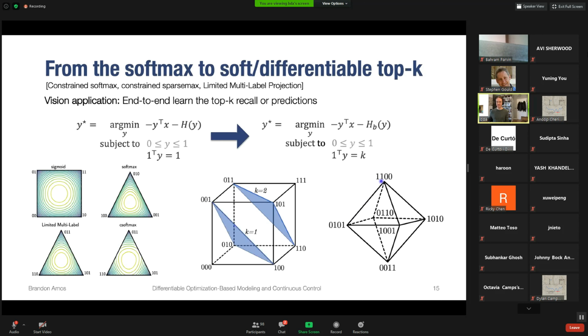So that's the idea, that if you want to differentiate through the top K operation, you can just formulate it as this optimization problem and differentiate through this optimization problem. And I'll show an application of this in the control setting later in this talk.